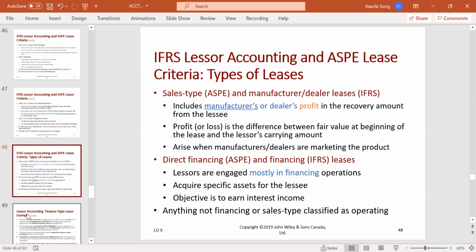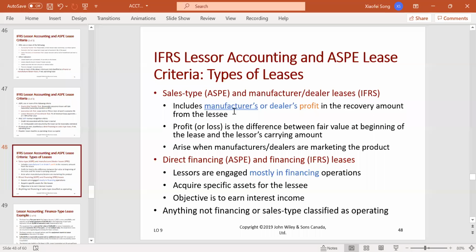Okay, so to make matters worse, the terms under ASPE and IFRS are different. So instead of two types of lease, we have four names for it. But essentially it is whether the lessor just earns interest, or the lessor will earn interest as well as a manufacturer's gross profit.